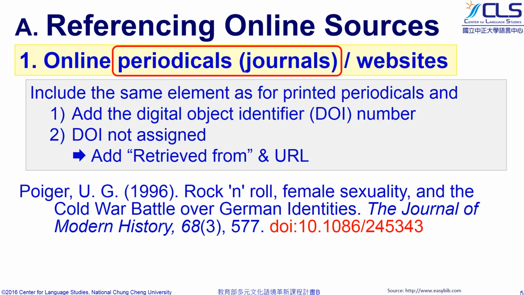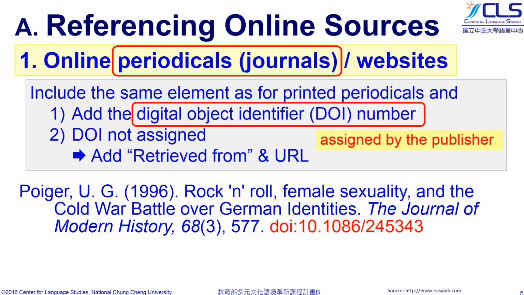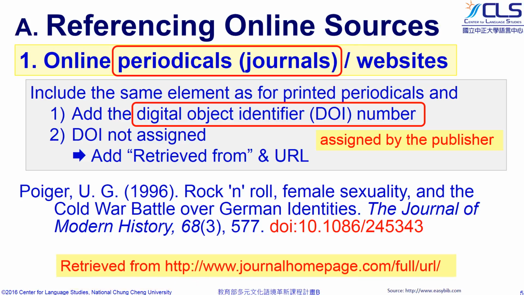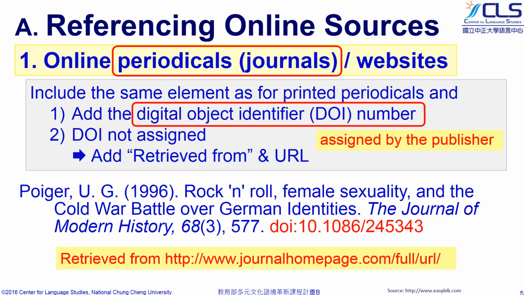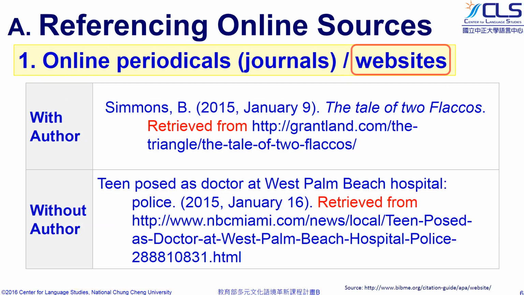When referencing an online journal article, for example, add a DOI number. DOI is the digital object identifier assigned by the publisher to a published article available electronically. If no DOI is assigned, include the retrieval information instead. The retrieval information should also be included for articles found on websites, with the date specified.